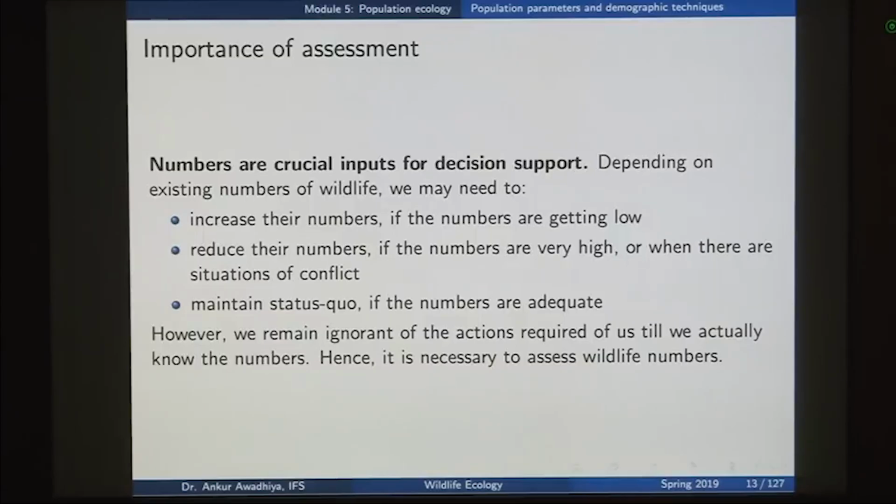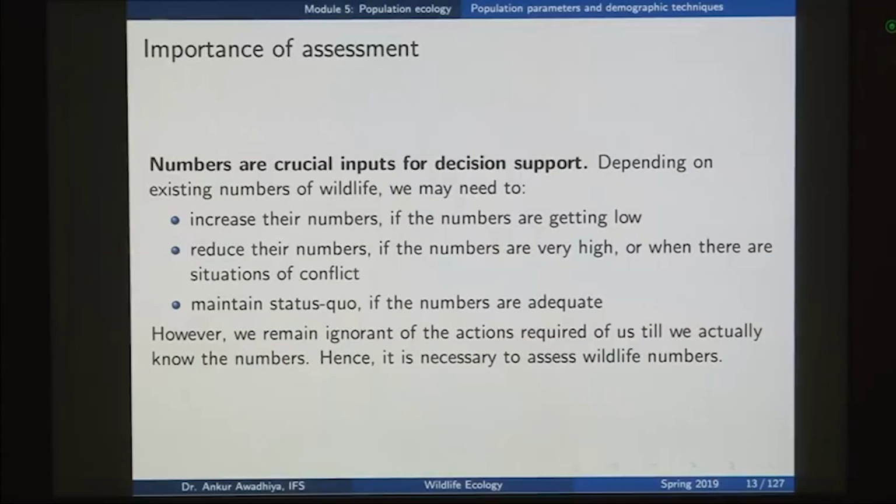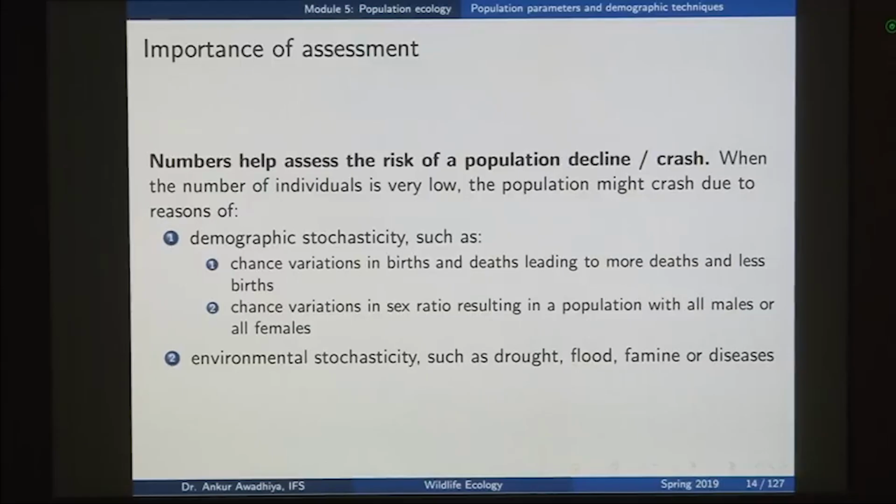However, we remain ignorant of the actions required of us till we actually know the numbers. Whether we want to increase, reduce or maintain the status quo is something that we will only know if we know the number of tigers that exist and the number of tigers that we want. So, this makes assessment of animal populations extremely important, and we also need to assess the population status to assess the risk of a population decline or a crash.